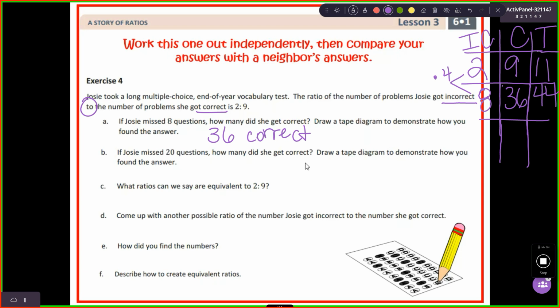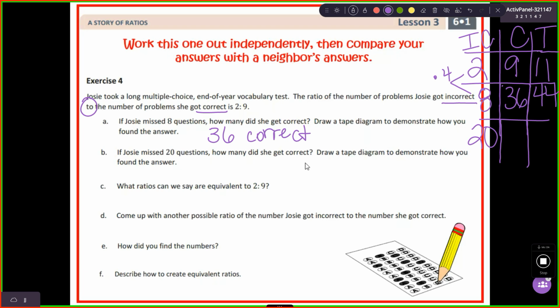Letter B says if Josie missed 20 questions, how many did she get correct? If Josie missed 20, another word for miss is wrong or incorrect. It wants to know now, how many did she get correct?